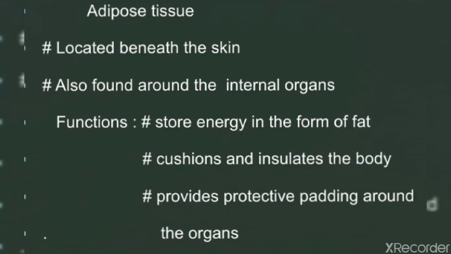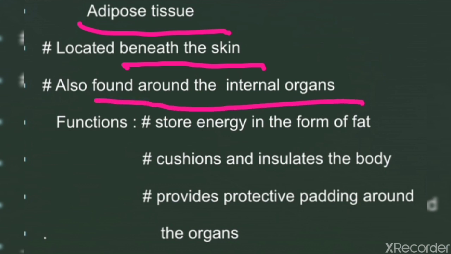The fourth one is adipose tissue. This tissue is located beneath the skin. Beneath the skin means under the skin. It is also found around the internal organs.